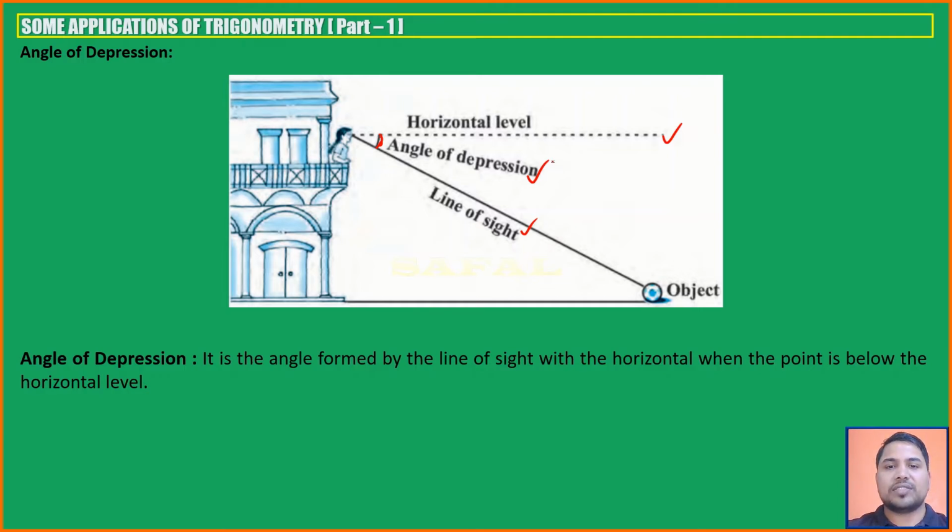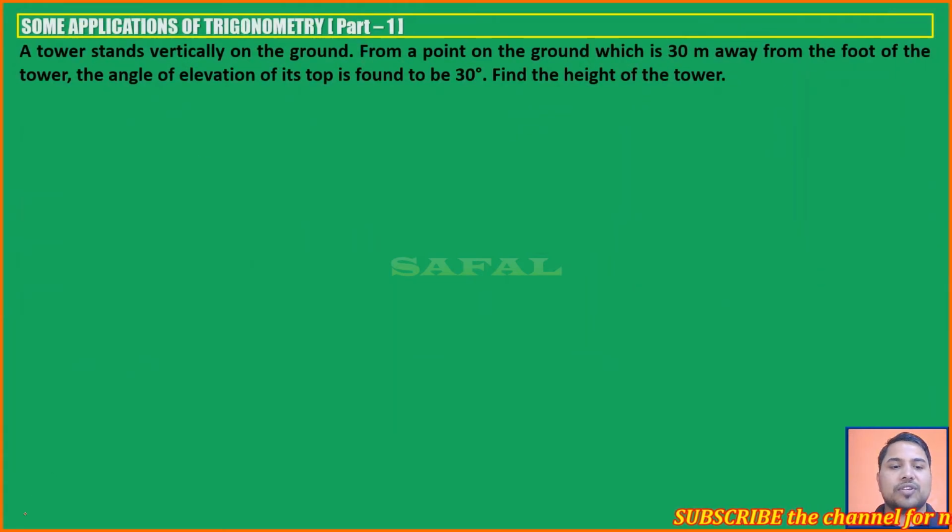So after understanding line of sight, angle of depression and angle of elevation, now we can work out the problems of height and distance. Let us see the first question. As you can see on the screen, a tower stands vertically on the ground.